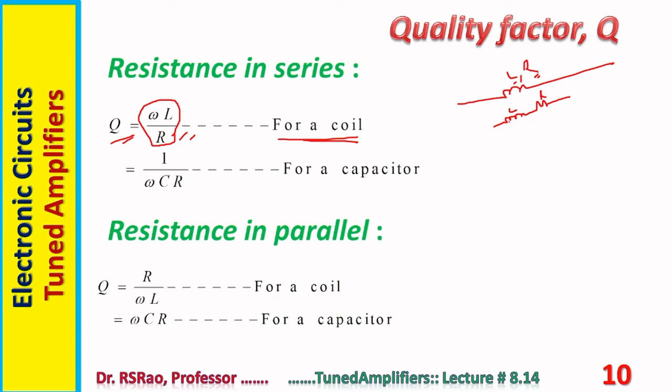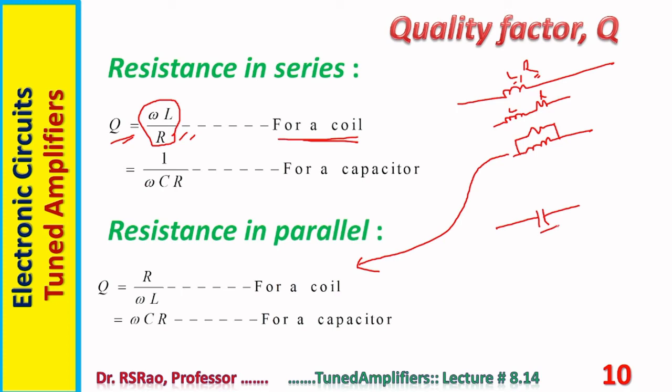The resistance of the inductor can also be denoted in parallel with the inductor like this. In such a case, Q becomes R by omega L. Quality factor can also be defined for a capacitor. An ideal capacitor is one which provides only capacitance, but in practice, it is not possible to have an ideal capacitor. An ideal capacitor gives only capacitance, no inductance, no resistance.